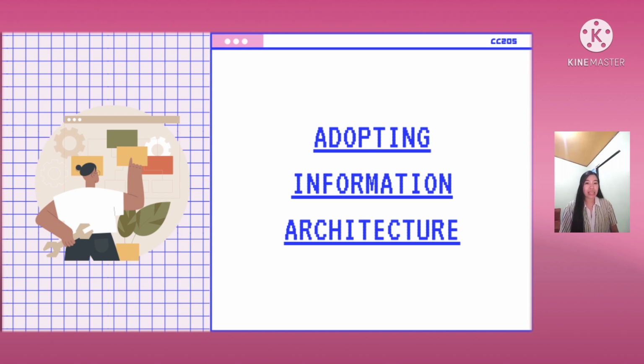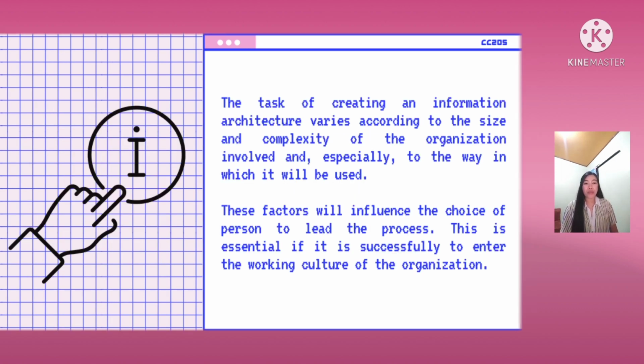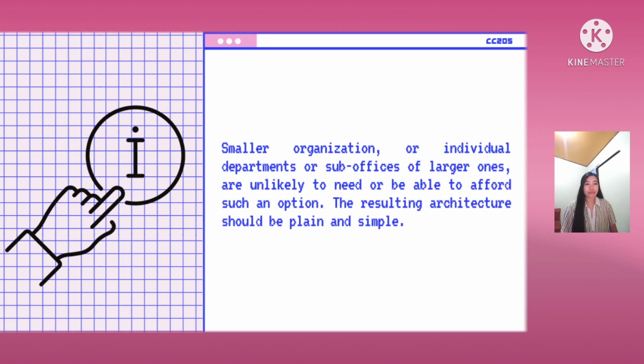Adapting an information architecture. The task of creating an information architecture varies according to the size and complexity of the organization involved, and especially the way in which it will be used. These factors will influence the choice of person to lead the process. This is essential if it is to successfully enter the working culture of the organization. Smaller organizations or individual departments or sub-offices of larger ones are unlikely to need or be able to afford such an option. The resulting architecture should be plain and simple.